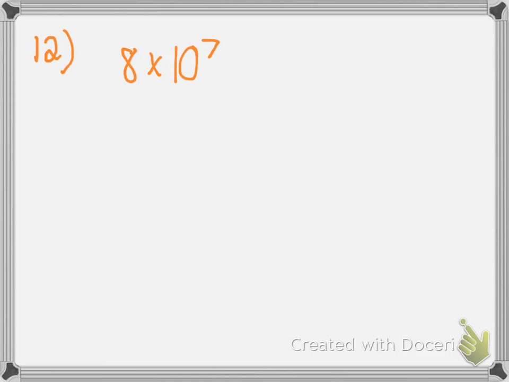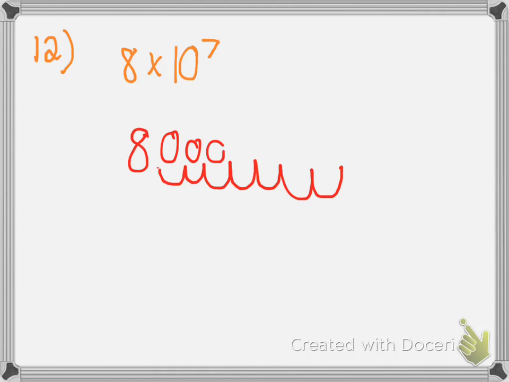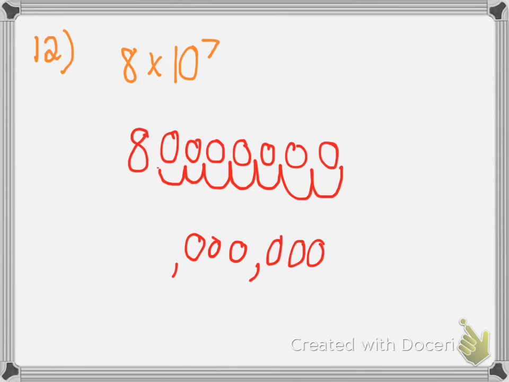Number 12, this one, same thing, you're writing in standard form. So your decimal is after the 8. This time it's telling you to move 7 times and it's positive. So again, when you think about a number line, you're going to go to the right 7 times. Then you're going to plug in all your zeros. So your final answer becomes 80 million.